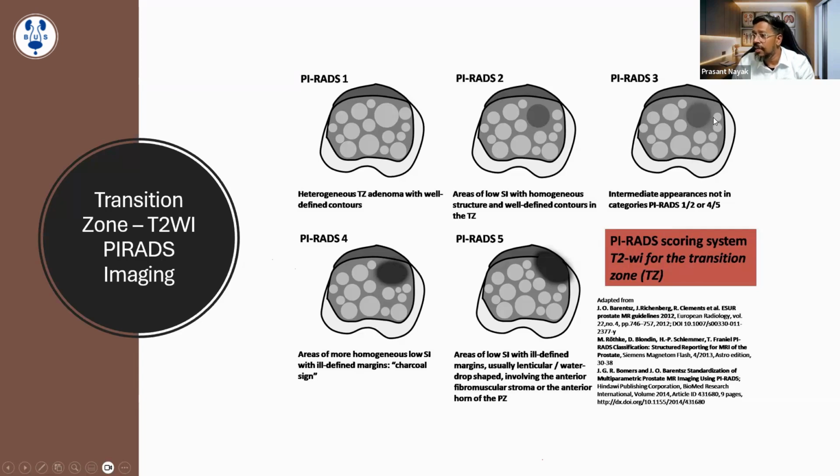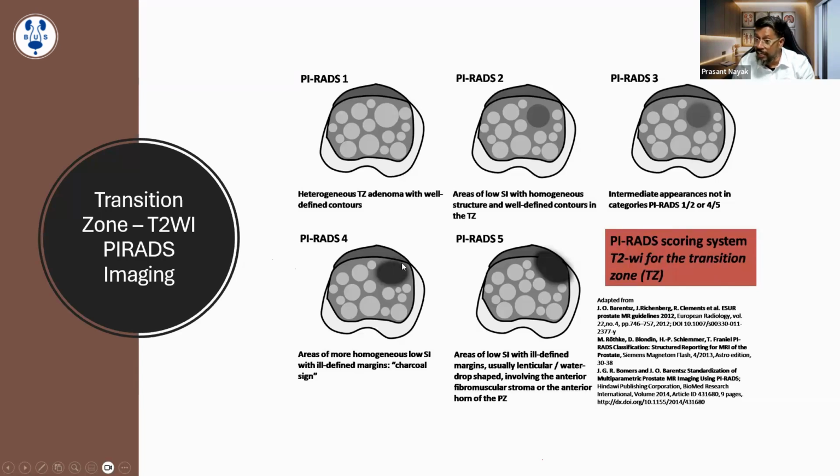Here you can see in 3, it is roundish, but some margin is indistinct. Some areas are not very clearly seen. So this is hypointense, roundish, with some margins which are not very distinct. So that becomes PI-RADS 3.